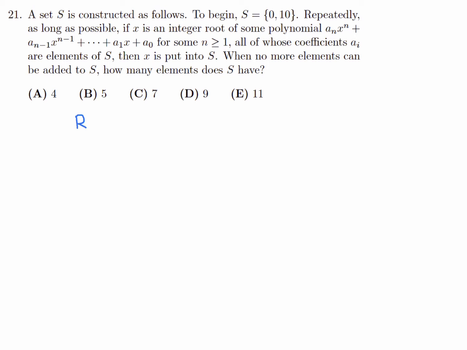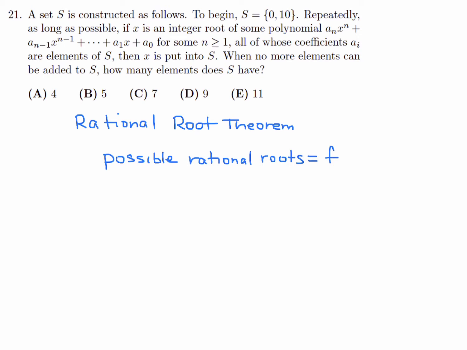In this question, we're going to use something called the rational root theorem. The rational root theorem states that if you have any polynomial, the possible rational roots are as follows: the factors of the constant divided by the factors of the lead coefficient.